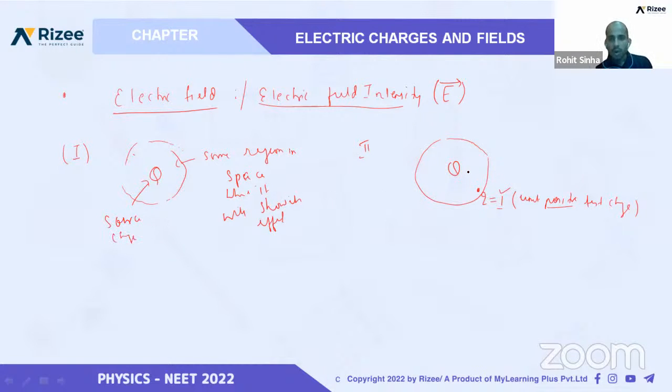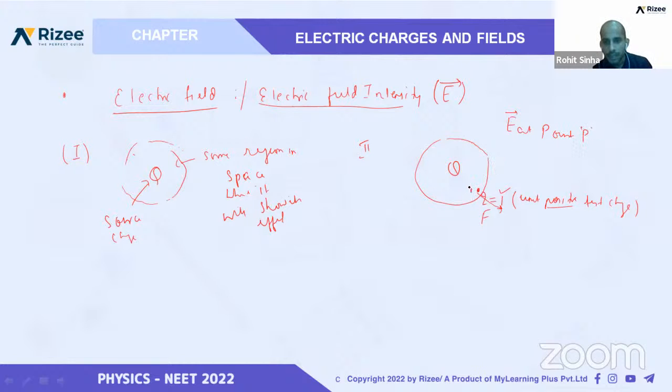Now, what will happen if a small charge comes into the electric field of the source charge? It will experience some force. Let us suppose it experiences a force F here. Then we define the electric field at a point P like this.